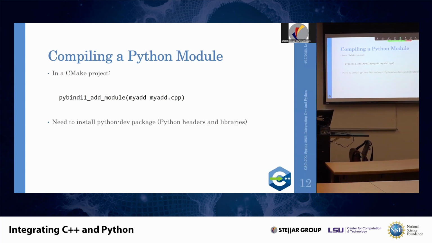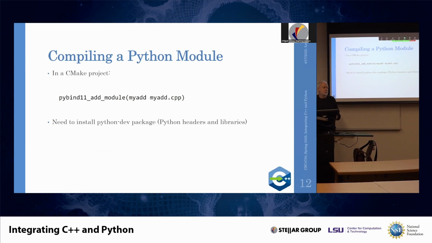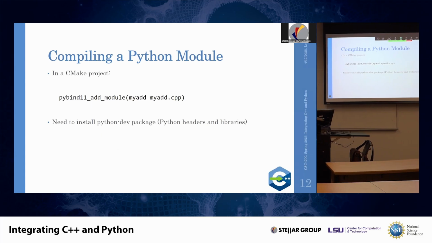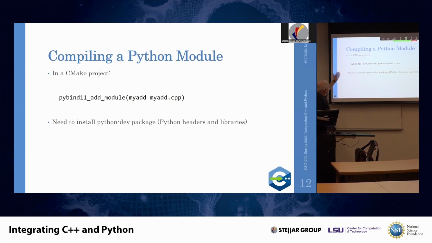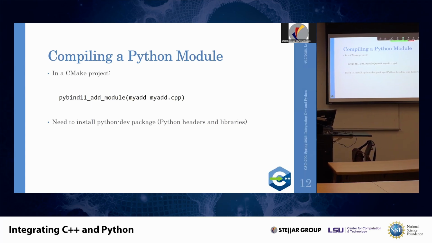Well, I said build system is always an issue. Not here. If you're using CMake, and I hope I convinced you over the semester that CMake is a good thing to use. It's not the best thing you could think of, but it's the best thing we have. So if you want to integrate and create a Python module, all you have to do is pybind11_add_module, myAdd, and specify the CPP files. Done. It will generate the build system for you.